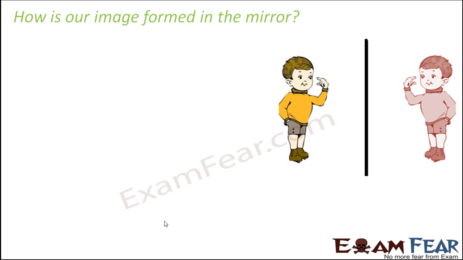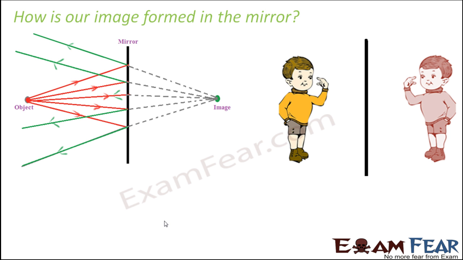So now the most interesting part: how is our image formed in the mirror? We exactly want to know how that big image of ours happens, how this entire thing happens. Let us look at the basic concept once again. If this is your object, let us assume that the object is a point object. We are considering one point as an object.